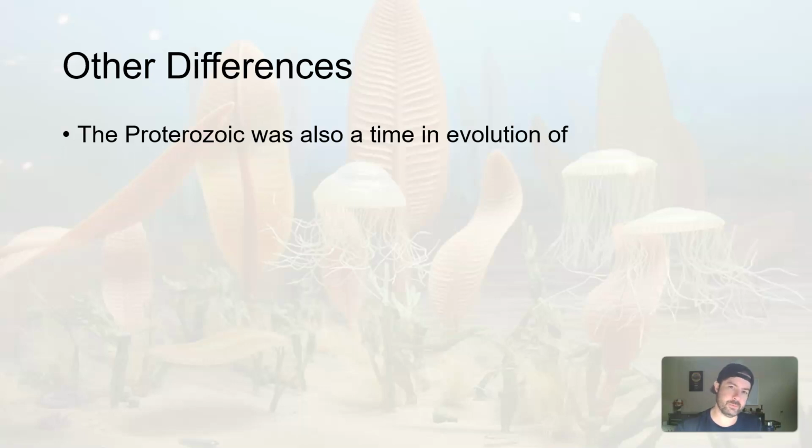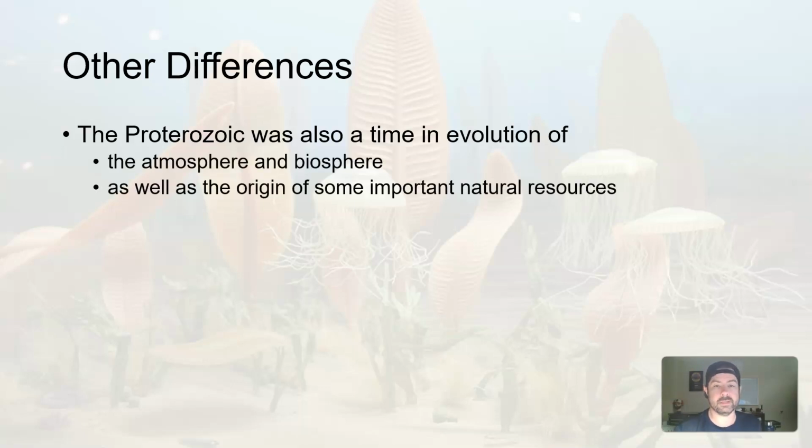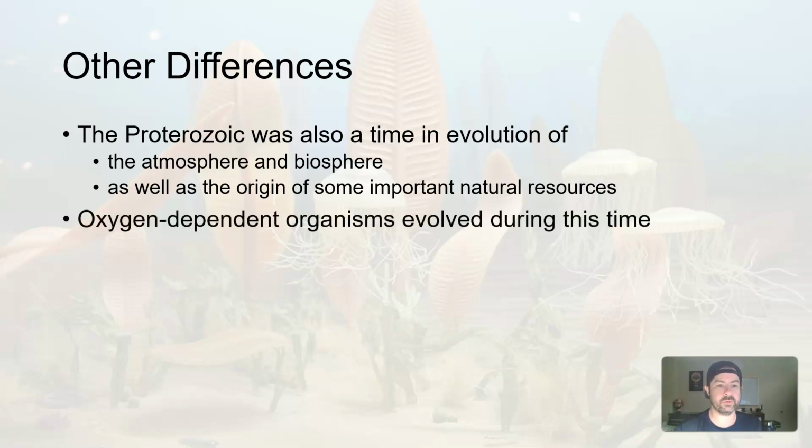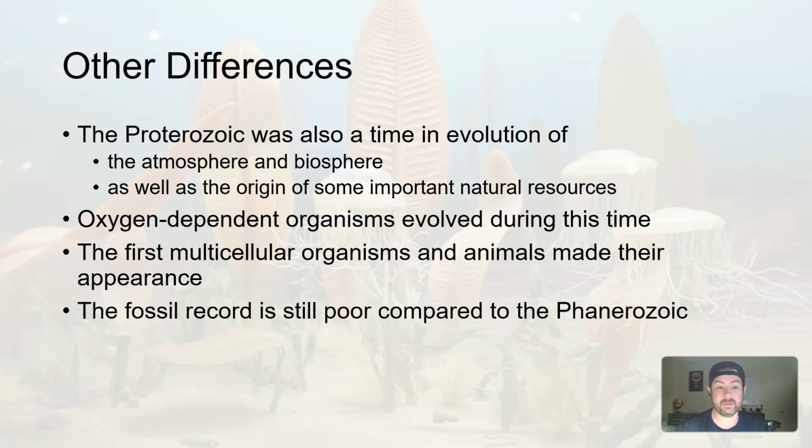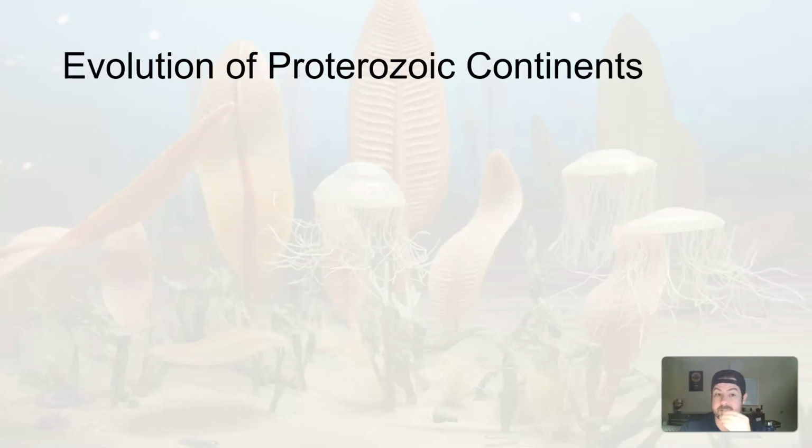Some other differences between the Archean and the Proterozoic. The Proterozoic is more so a time of evolution atmospherically, biospherically, as well as the origins of certain natural resources. Again, oxygen-dependent organisms evolved during this time. That's because atmospheric oxygen begins to increase. More on that in a later section. Again, first multicellular life and animals appear. The fossil record in the Proterozoic Eon is poor compared to the Phanerozoic, which is the last 541 million years of Earth's history. But it's there. Something's there.